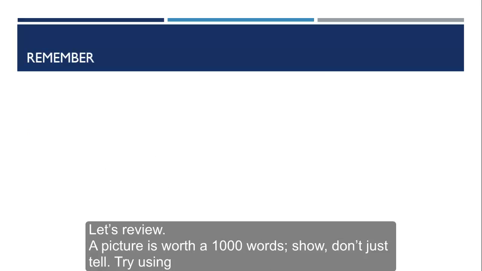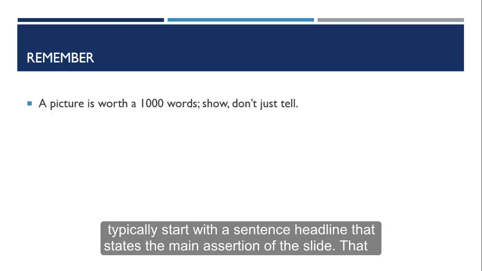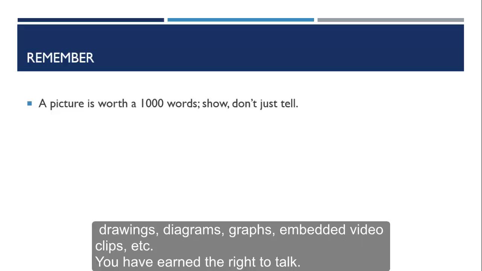Let's review. A picture is worth 1,000 words. Show, don't just tell. Try using assertion evidence-based PowerPoint slides. Assertion evidence-based slides typically start with a sentence headline that states the main assertion of the slide. That headline assertion is then supported not by a bulleted list, but by visual evidence: photos, drawings, diagrams, graphs, and embedded video clips.